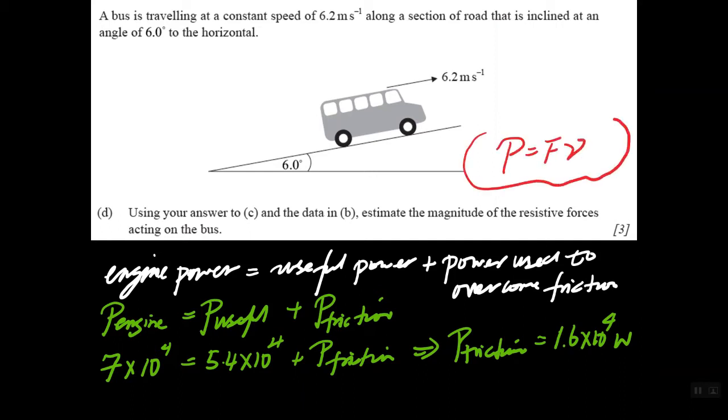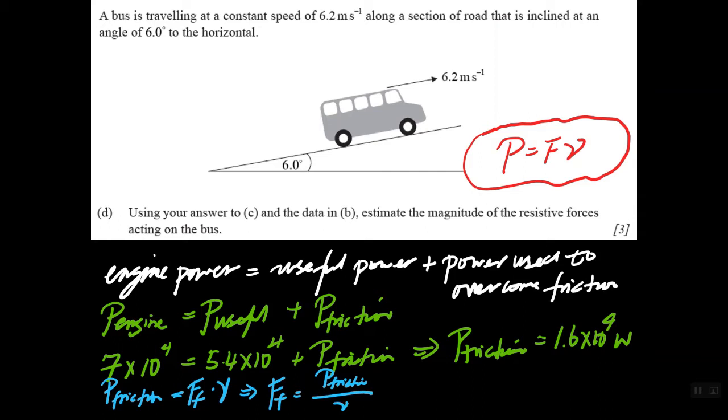And power equals force times the velocity. In this case, power used to overcome the friction equals frictional force times the velocity. And the frictional force equals power used to overcome the friction divided by velocity. So that is 1.6 times 10 to the 4 divided by velocity, which is 6.2. That is 2.6 kilonewton or 2,600 Newton.